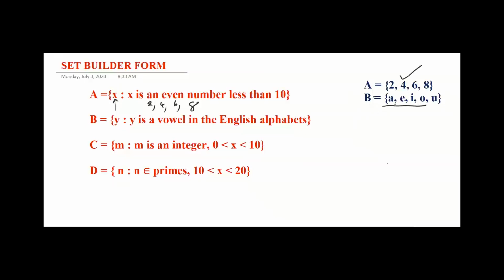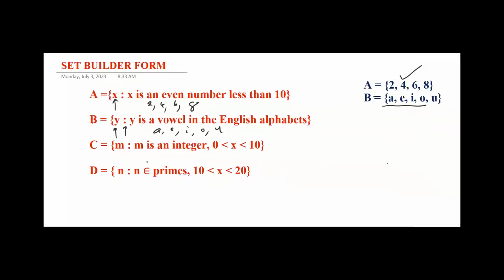Similarly, for set B, we can write the set builder as this. Set B is the set of all the values of y, such that, that's the meaning of this colon here, y is a vowel in the English alphabet. So we need the vowels in the English alphabet, and they are A, E, I, O and U. So that is set B here.